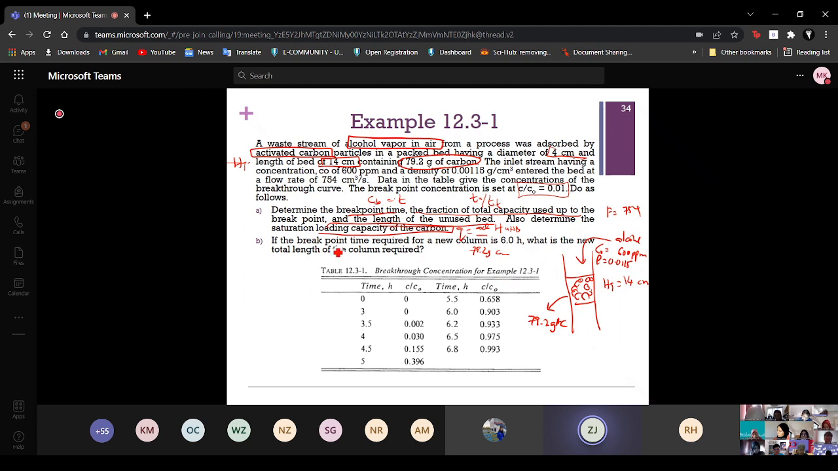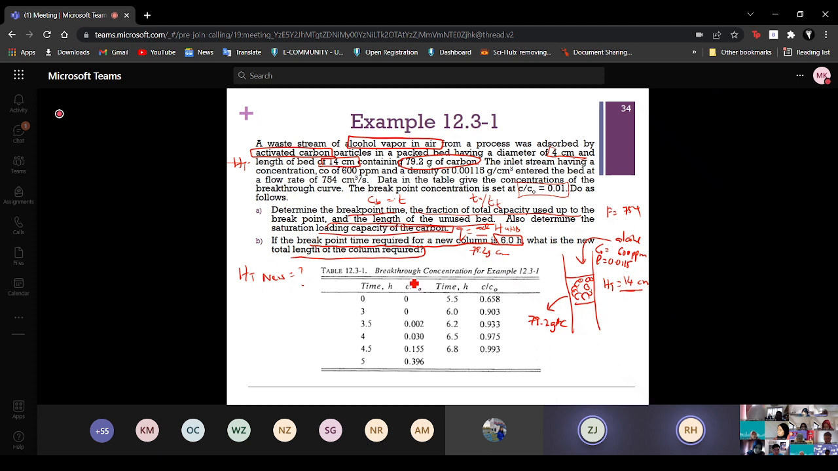Okay, the second one: if the breakpoint time required for a new column is 6 hours. Okay, supposing the breakpoint is extended to 6 hours, what is the new total length of the column height? No, new total length means the new HT. How much is the new one? Earlier it was 14. Now how much must it increase?